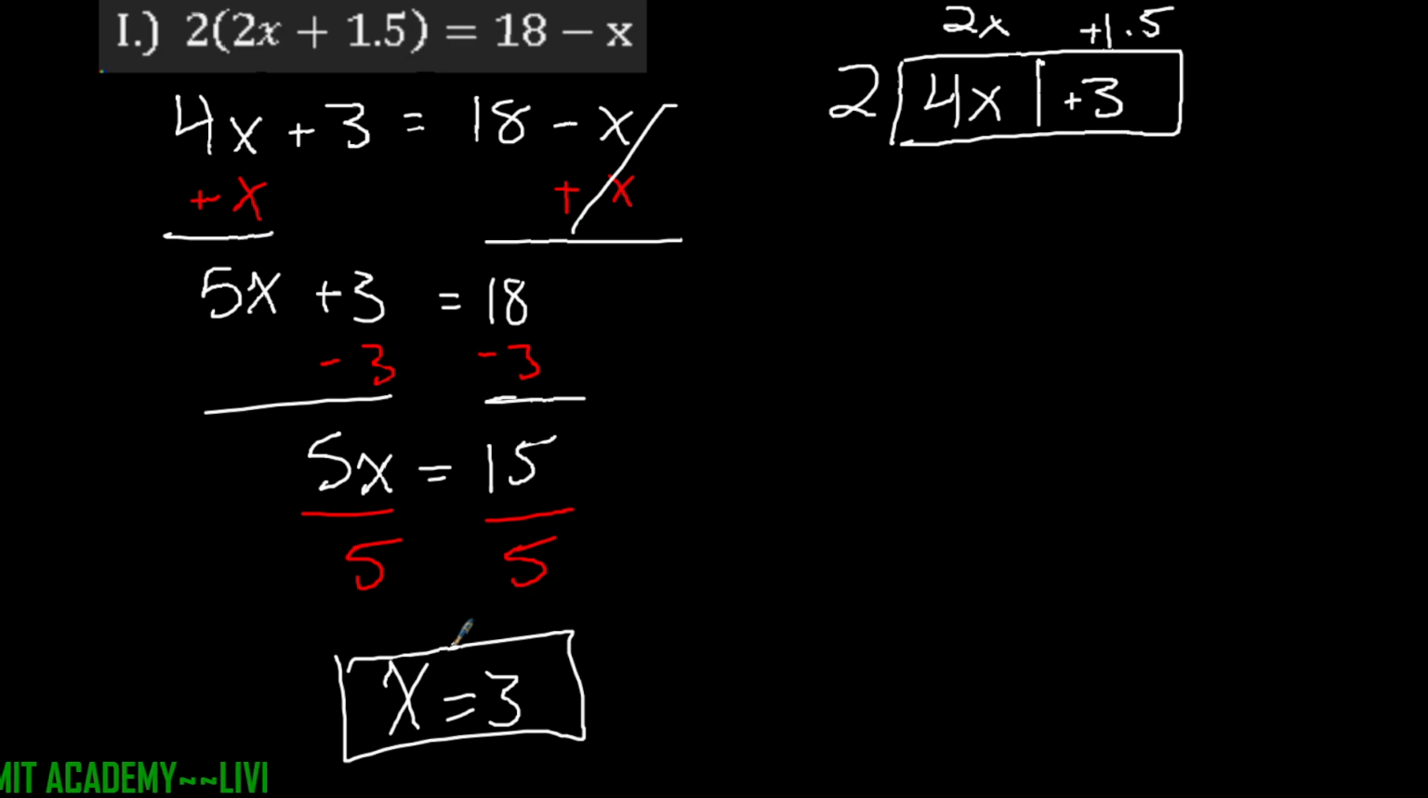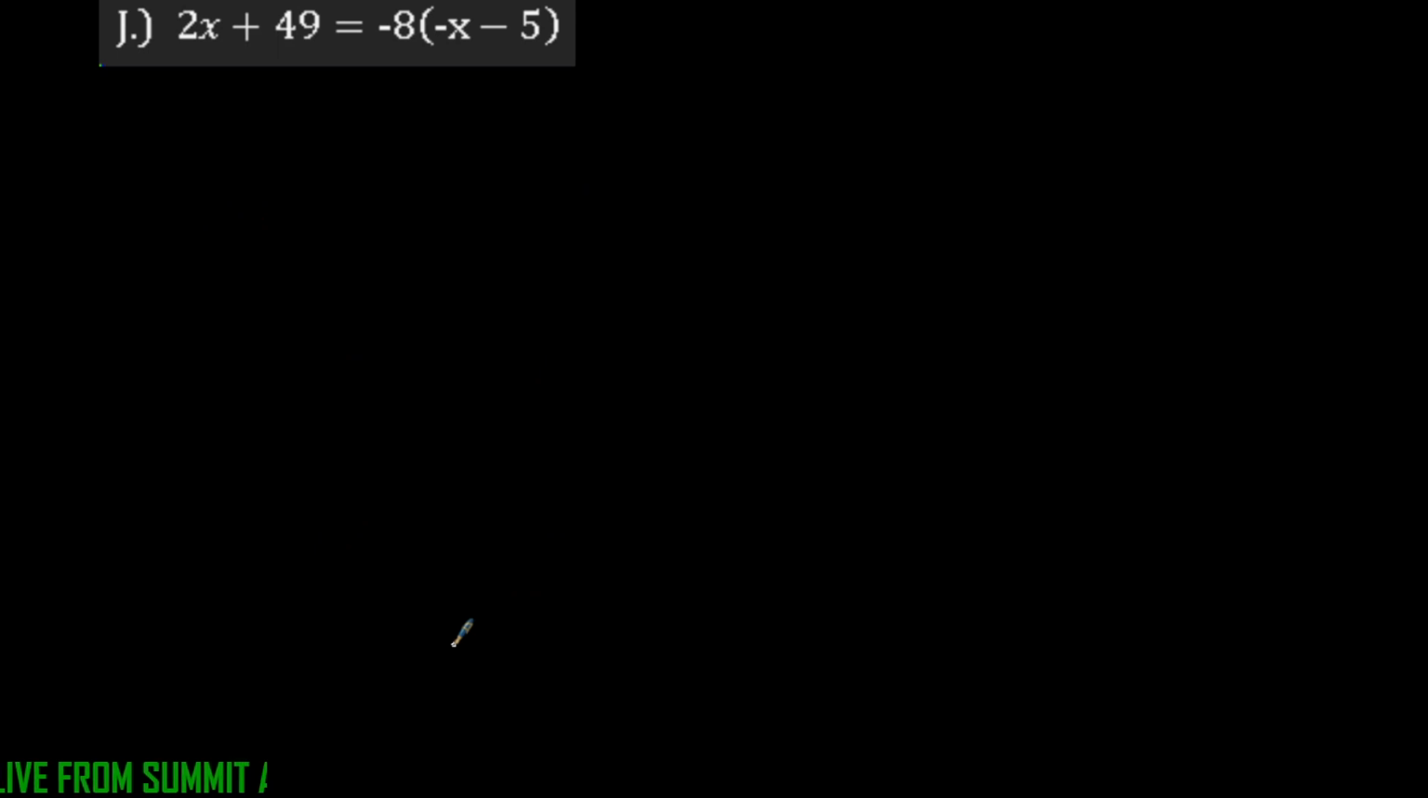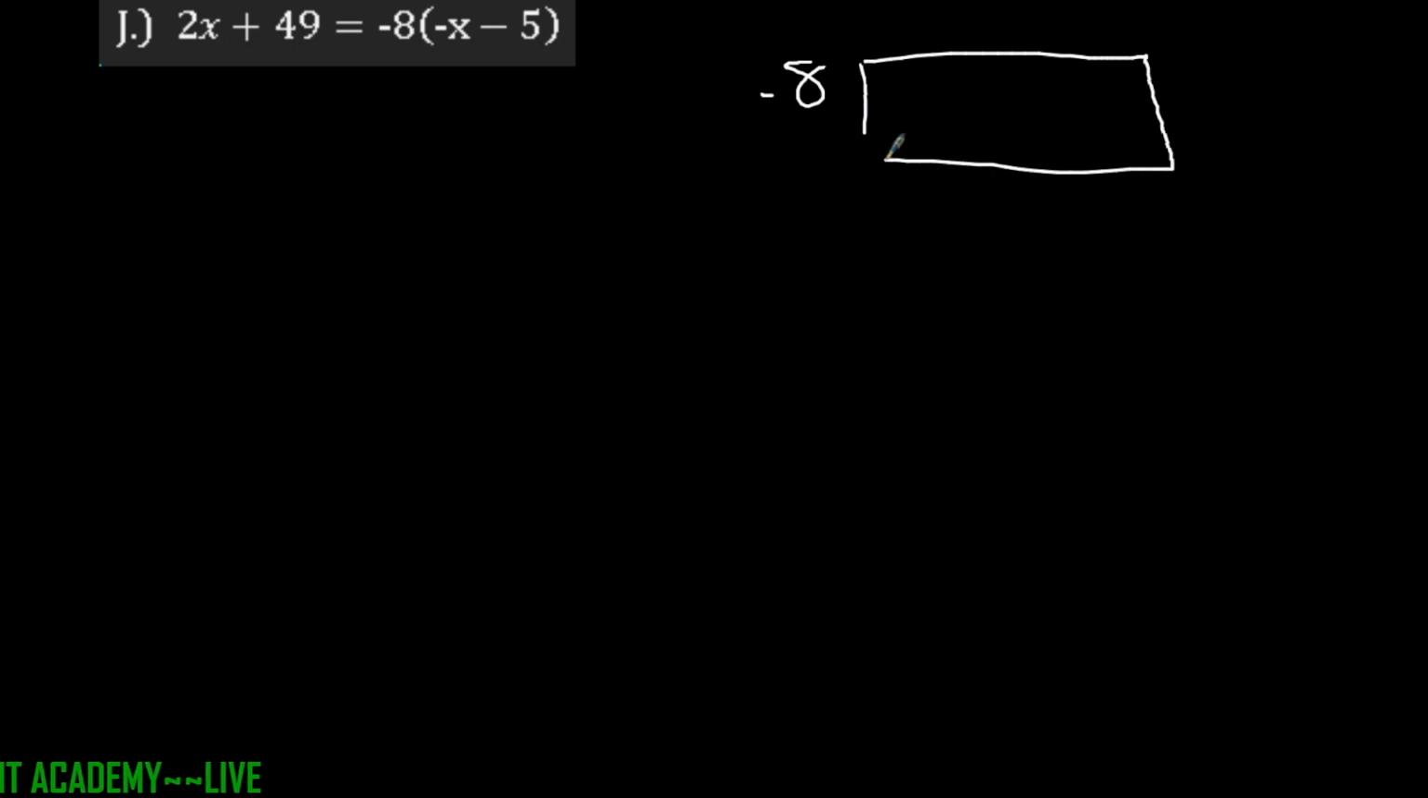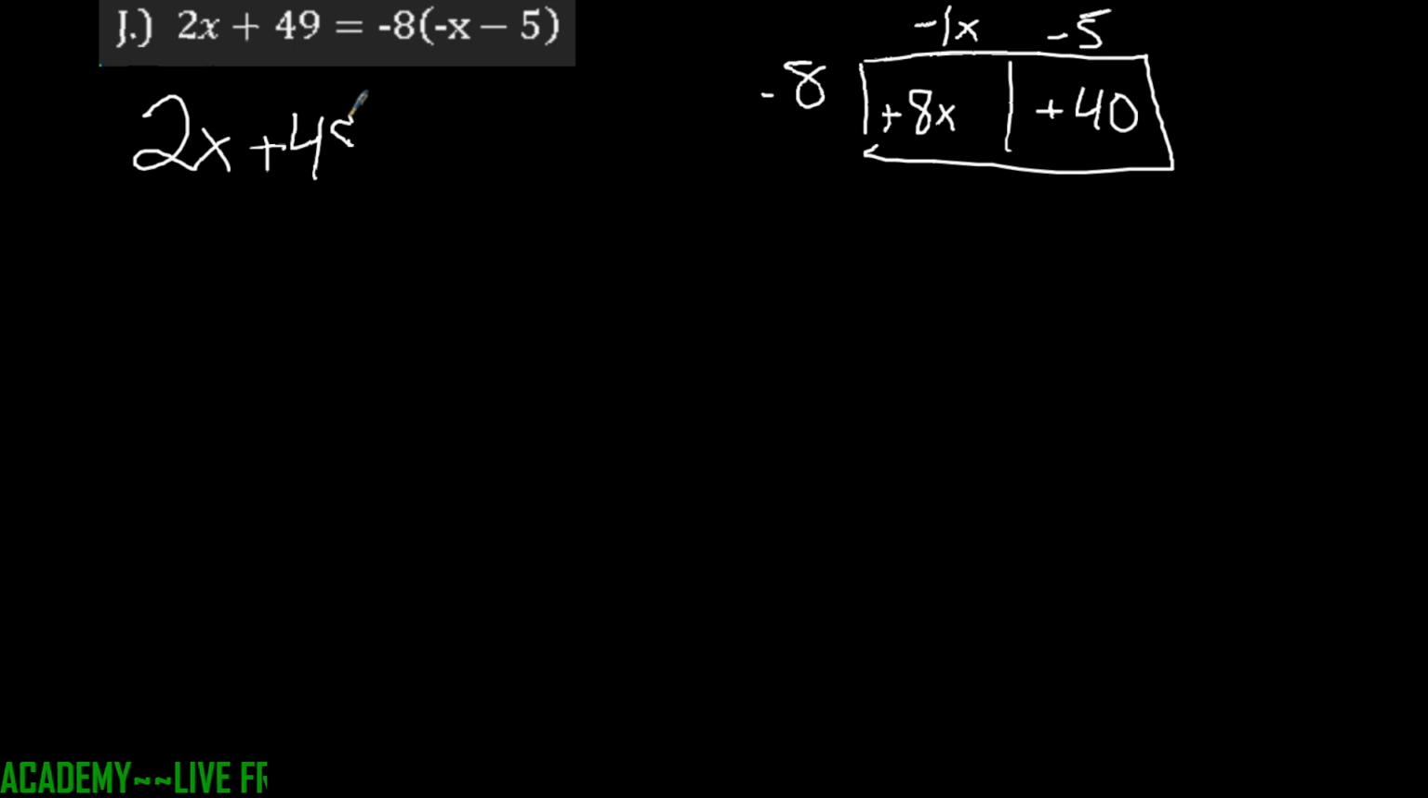Then my last choice that I did, again, you can pick any 3 equations, but the last one I did is J. And so for my distributive property, I have -8 times -1x and -5. Again, make sure you're multiplying carefully. If it has a variable, just multiply the coefficients together. So this is going to be positive 8x, and this is going to be positive 40. Write it underneath, so I have 2x plus 49 equals 8x plus 40.